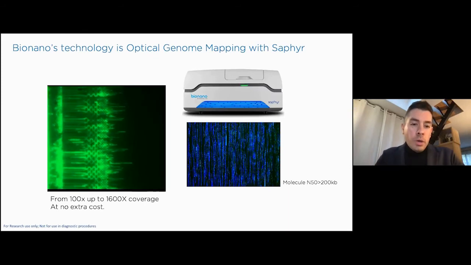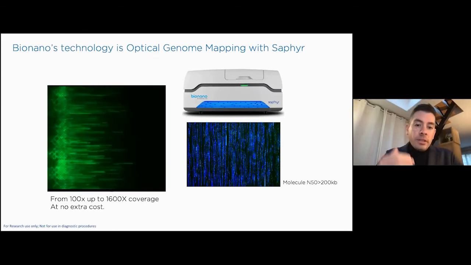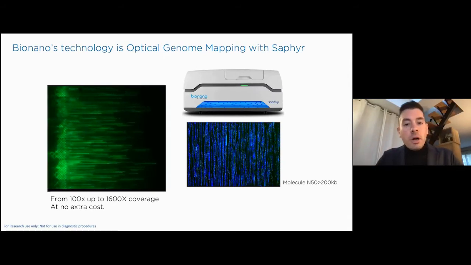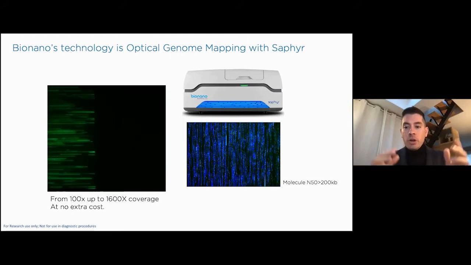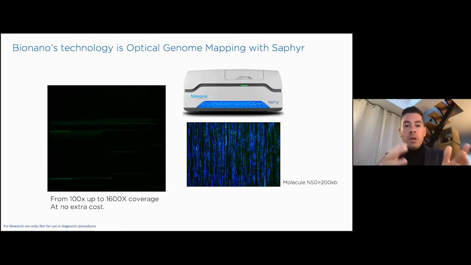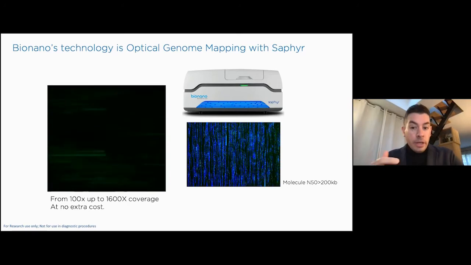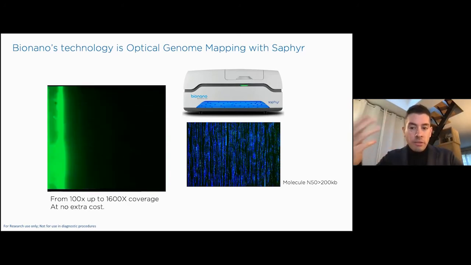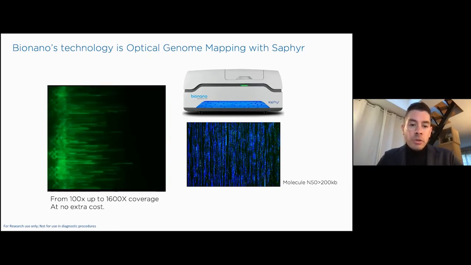And this is how it works. On the left part of the screen, you can see that electrophoretic cycles are applied to the DNA that will be linearized and elongated in hundreds of thousands of nanochannels in parallel. And that allows the acquisition of a massive amount of data. And by running the instrument a bit longer, you can increase the yield to coverage levels that are simply out of reach of any long-read sequencing technology. And this you can do at no extra cost.